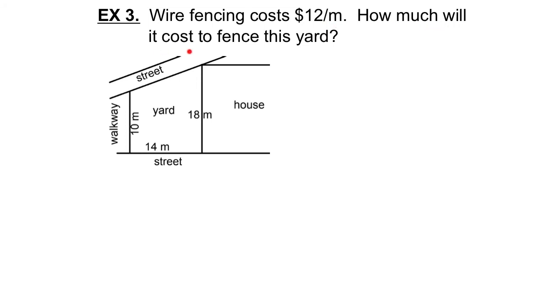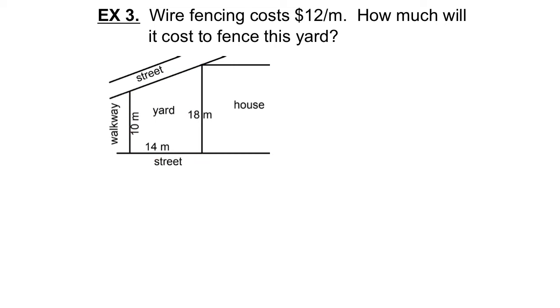And for the last example, wire fencing costs $12 per meter. How much will it cost to fence this yard? Here we have a diagram. There's a street and a walkway, another street, and a house. If you're going to put a fence around your yard, is this a perimeter question or is it an area question? If you said perimeter, you'd be right because the fence doesn't cover the entire yard. That's not area. It goes around the outside of the yard.